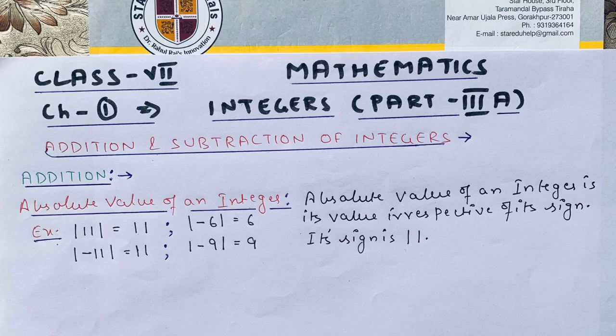What is the meaning of absolute value? Absolute value means the distance covered on the number line on either side of 0. I have used the word distance, and distance can never be negative. Therefore, the absolute value of an integer can never be negative.